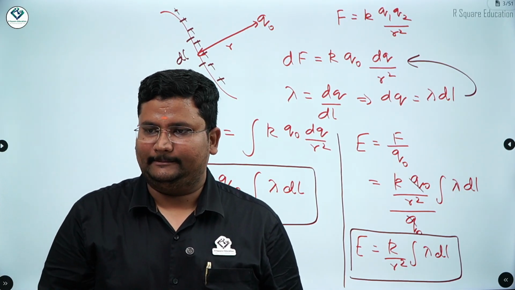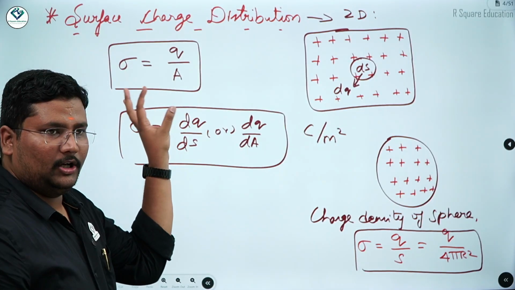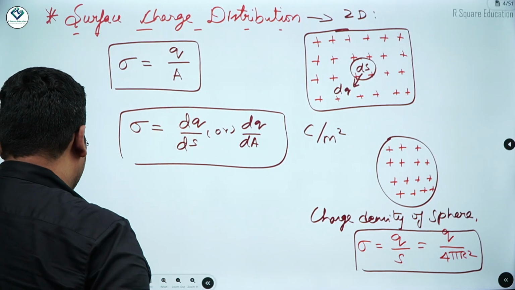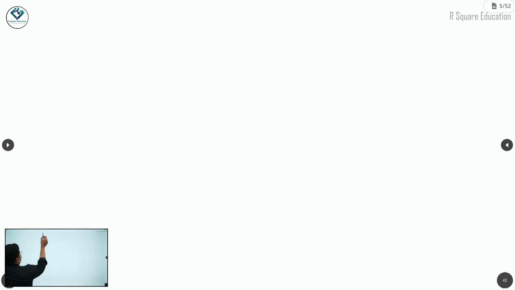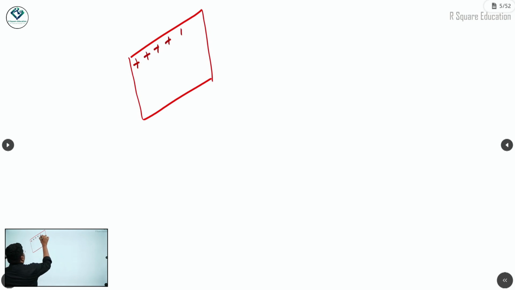It depends on the surface. So next we were discussing surface charge distribution, right? So for this also, what you can do? You can take an area, right? Say for example you take like this, I have an area which is completely charged. Okay, you have taken a charge, right?